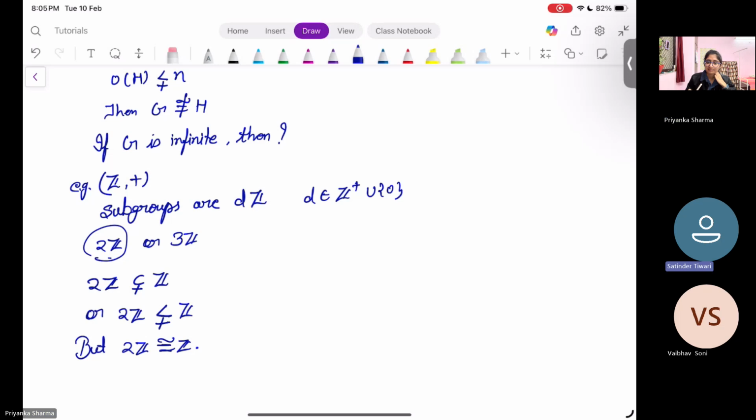Yes, actually, this question only I was going to ask. What I'm thinking is that the units will be the same. 0 will be mapped to 0, and corresponding to every element of 2Z, we are going to get an element of Z. So I think it will be isomorphic, because the unit of 2Z is mapped to the unit of Z.